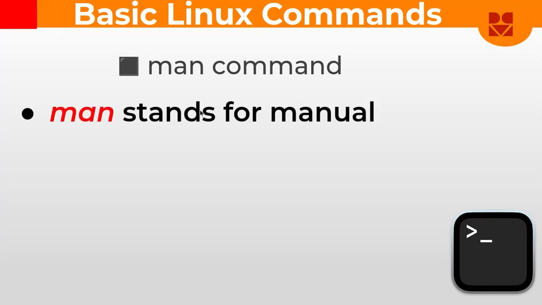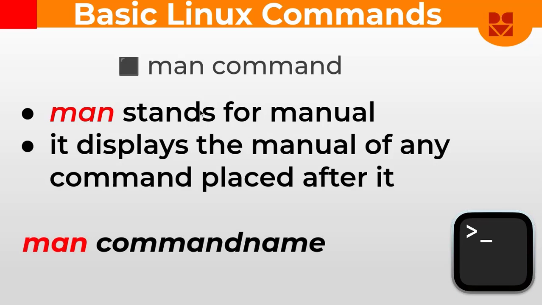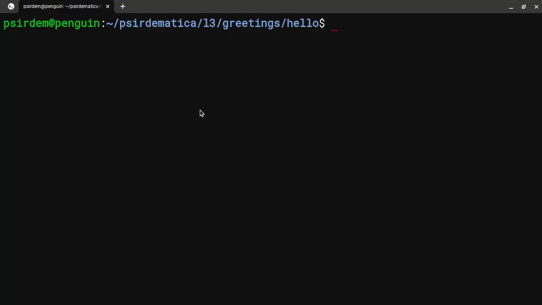The question is, how do you know the options that come with certain commands? That's when the man command comes in. Man stands for manual, and if you use the man command, it displays the manual of any command that you place after it. So if you do man and then maybe ls, it will give you the manual of ls, how you can use it, the possible options that you can use the ls command with, and a whole lot of stuff.